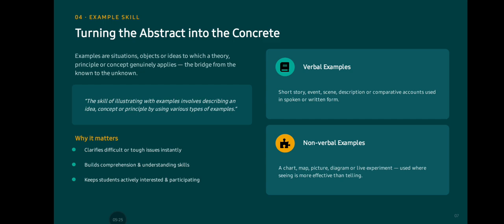Why does it matter? Clarifies difficult or tough issues instantly, builds comprehension and understanding skills, keeps students actively interested and participating. Verbal examples: short story events, scene description, or comparative accounts used in spoken or written form. Non-verbal examples: a chart, map, picture, diagrams, or live experiment, used where seeing is more effective than telling.